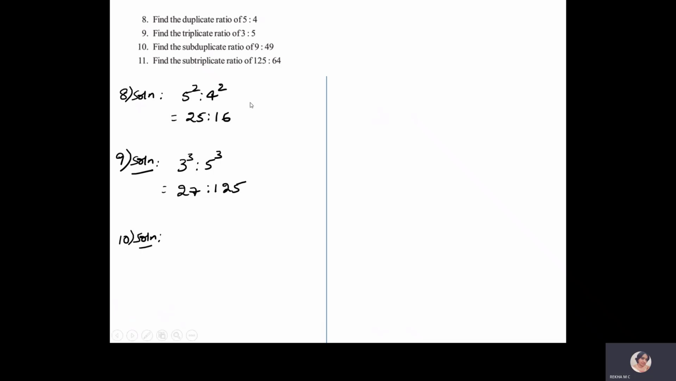Then 10th one, find the subduplicate ratio of 9:49. Subduplicate, so root 9 is to root 49, that is equal to 3:7. 11th one, find the subtriplicate ratio of 125:64. So subtriplicate, cube root of 125 is to cube root of 64, that is equal to 5:4. Again, these questions are asked for 1 mark.